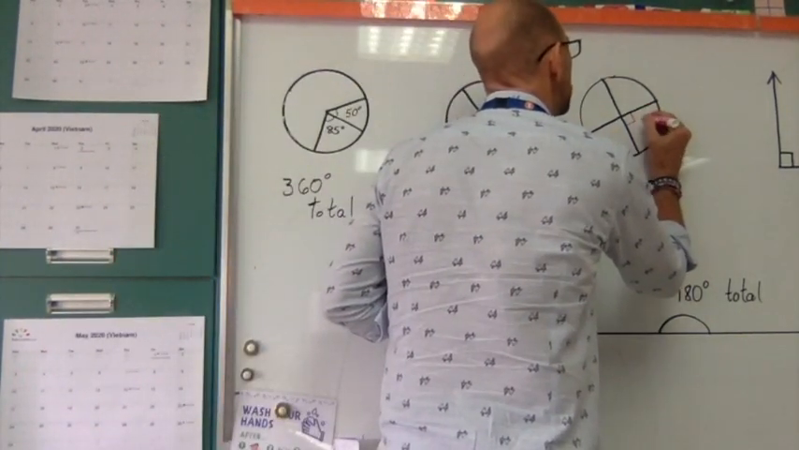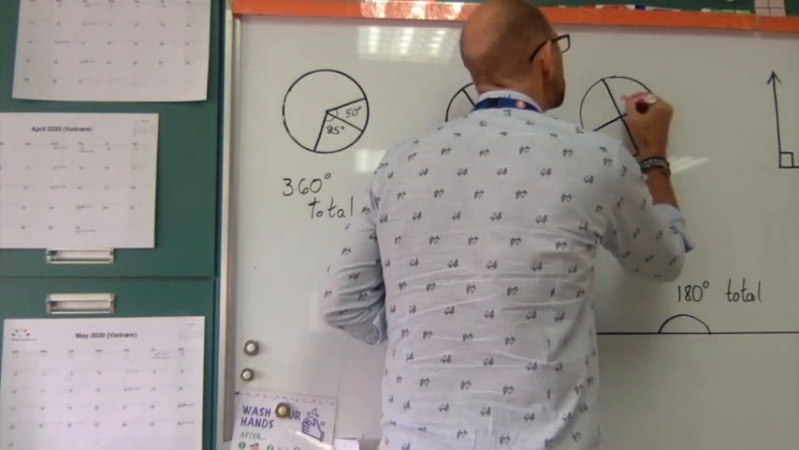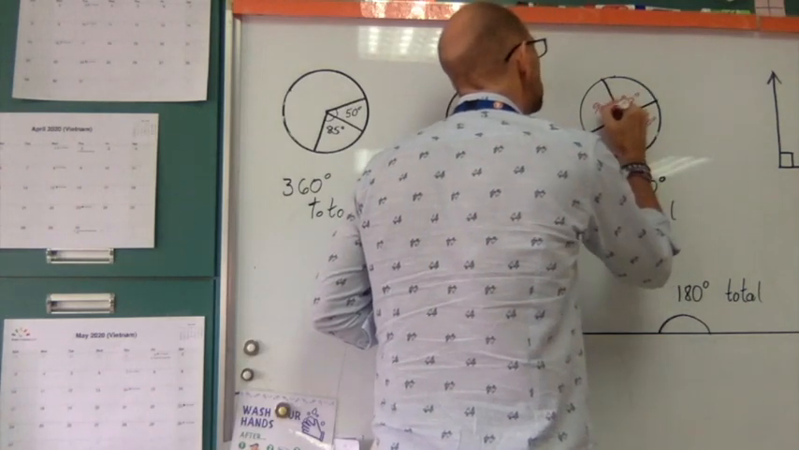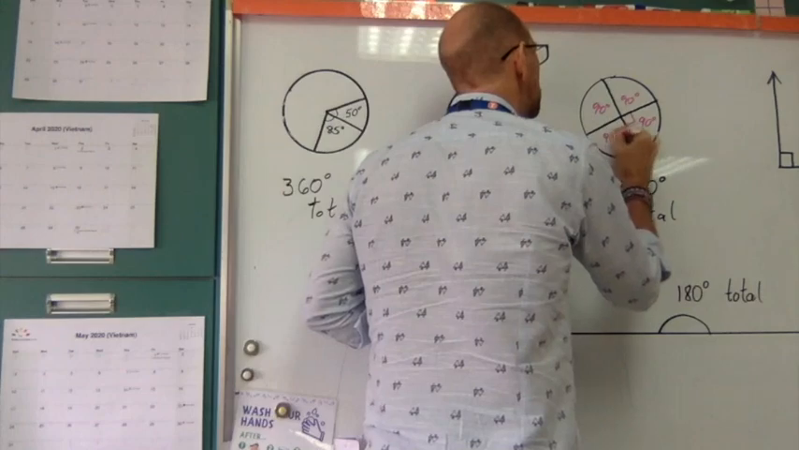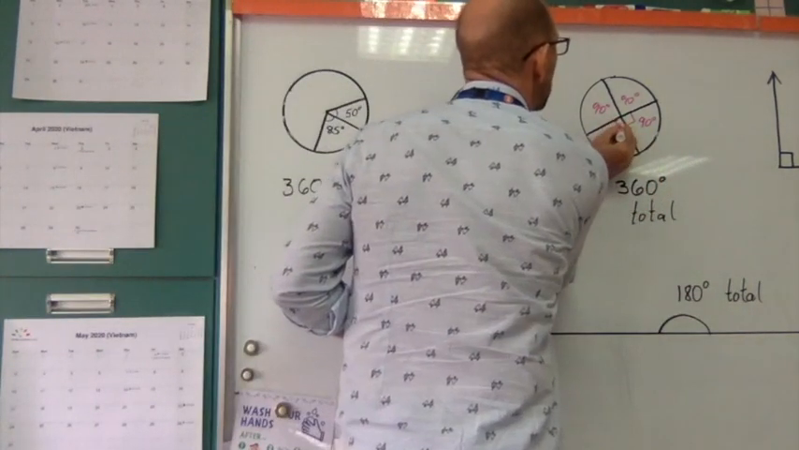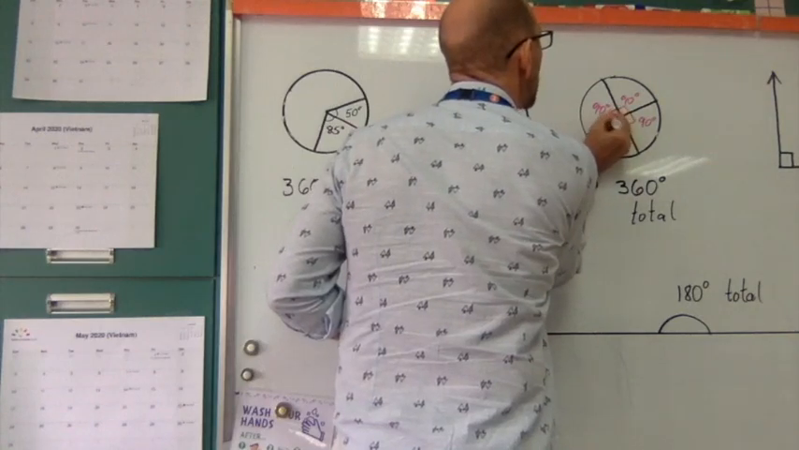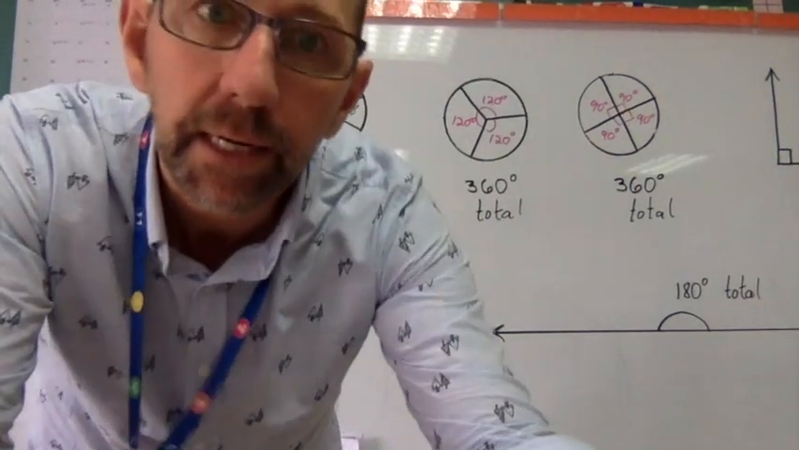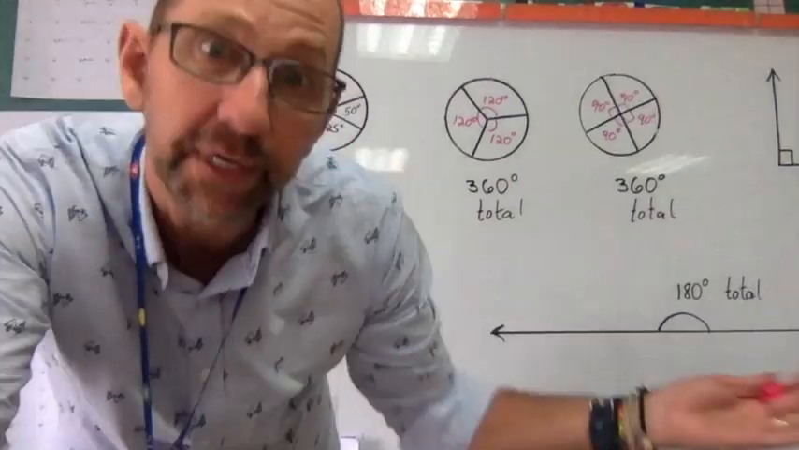And I'll put that little symbol there. 90 degrees, 90 degrees, 90 degrees, 90 degrees. Okay? And we'll put that little symbol in there, that little box, half a box. Okay? And 90 times 4 equals 360.